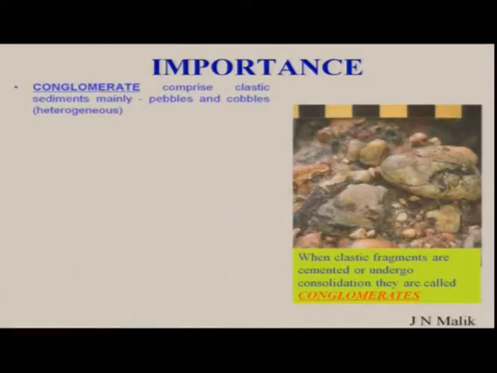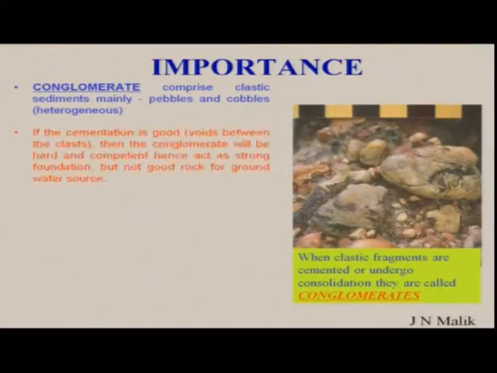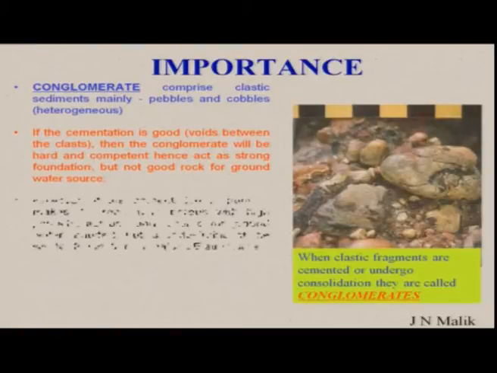Okay, so conglomerate is comprised of clastic sediments, mainly pebble and cobble, along with the groundmass. So if cementation is good, so the void between the clasts is filled, then the conglomerate will be hard and compact, or competent, hence acts as a strong foundation. So this is an importance for civil engineering particularly, but it is not a good rock for the groundwater source. Okay, so this is one of the important parts.